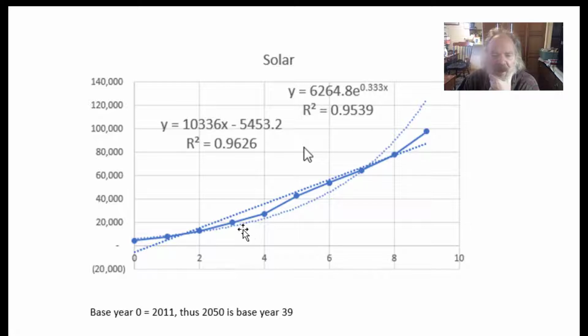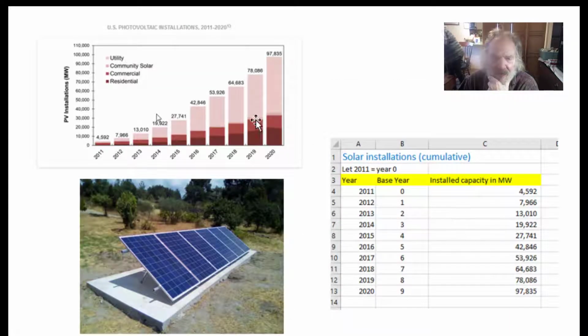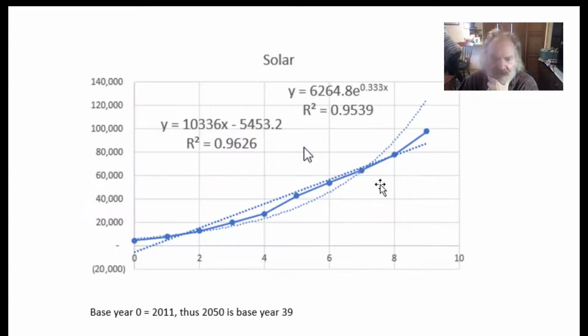Okay, so what I did here was what you've done many times in Excel. I took the data and I graphed it. The solid blue line with the dots is the actual data from the chart, which is right here. The actual data, I just graphed it. And I ran two different models. One, a linear model, and two, an exponential model.